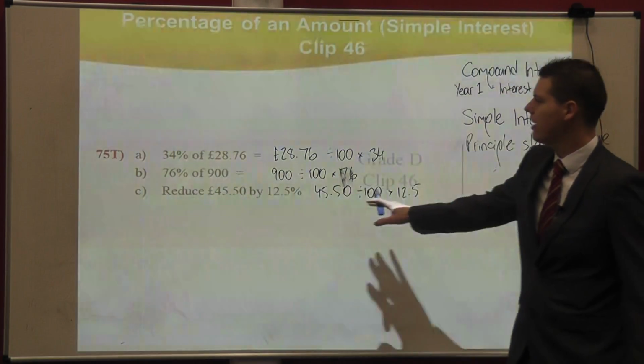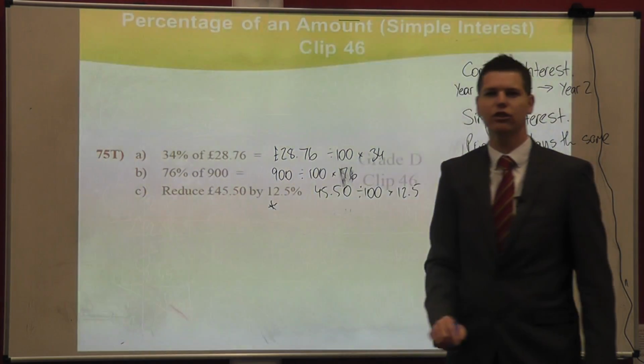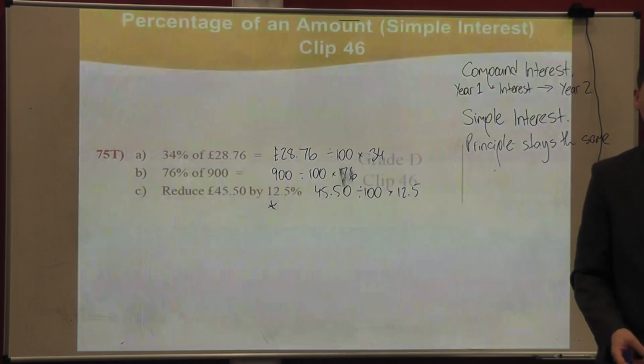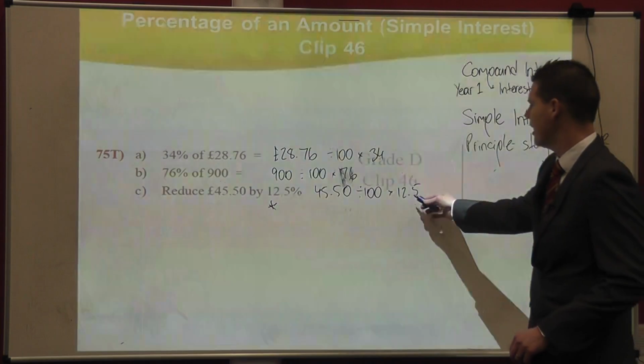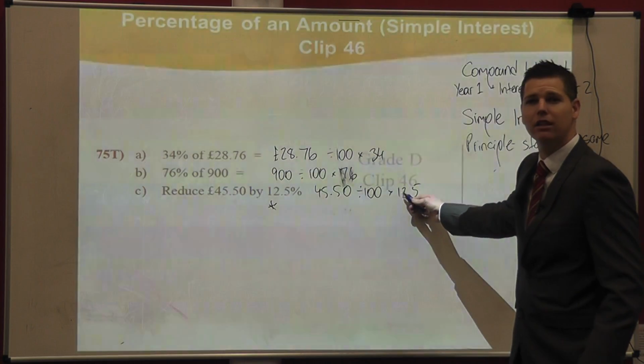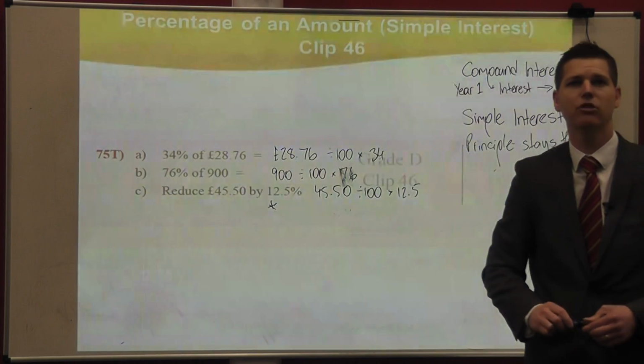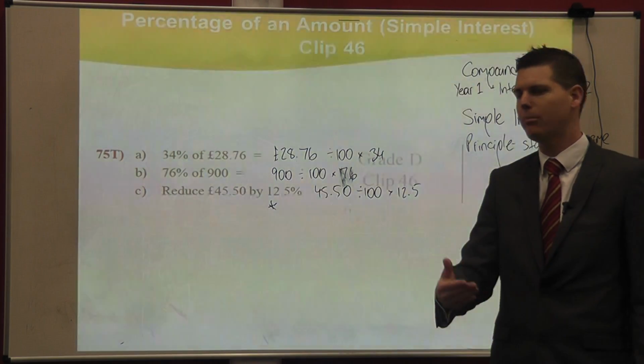Now, this last question, just note, doesn't ask you just to work out 12.5%. It asks you to reduce by 12.5%. So you have one extra step in that. You'd have to then take away the value you calculated from the original, because you've been asked to do a separate step on that skill.